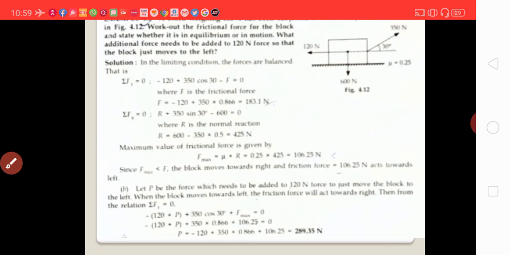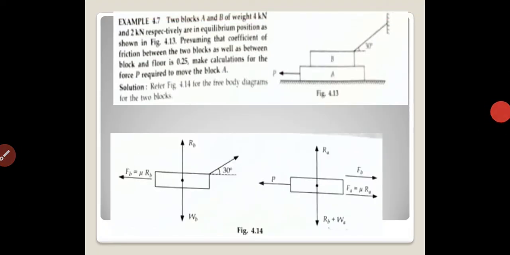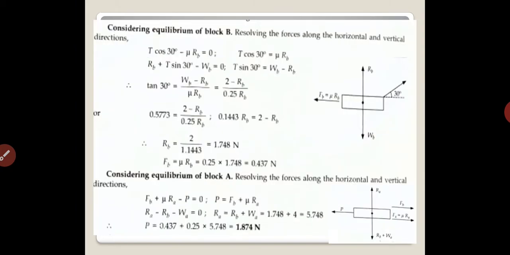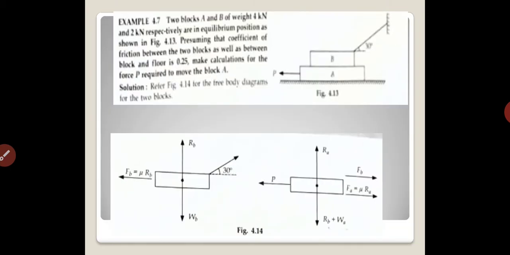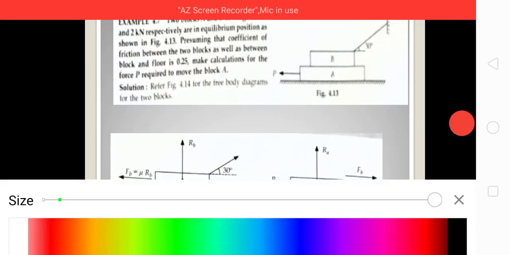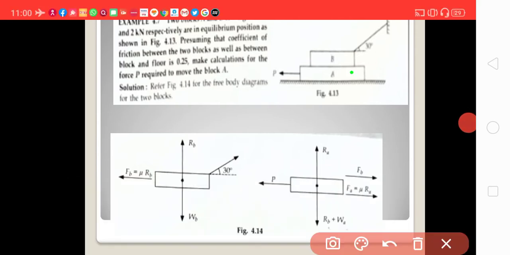Now, this is the next problem. Two blocks A and B weighing 4 kilonewton and 2 kilonewton respectively are in equilibrium position as shown in figure 4.13. This block is 4 kilonewton, then the other is 2 kilonewton.